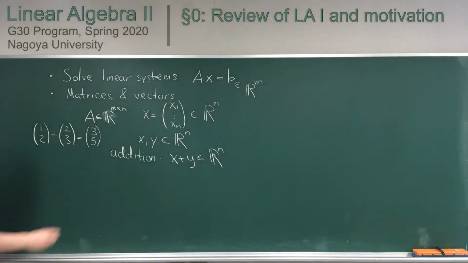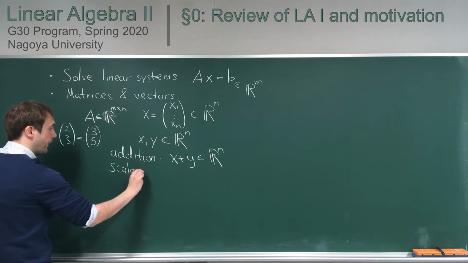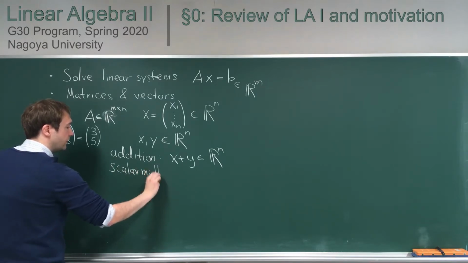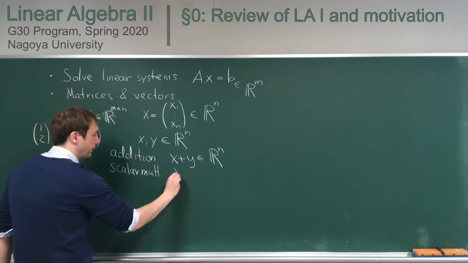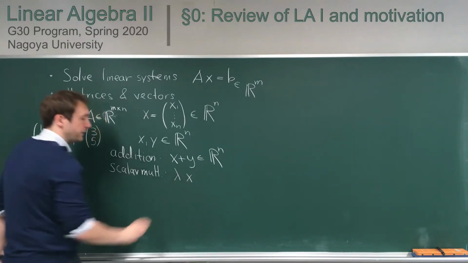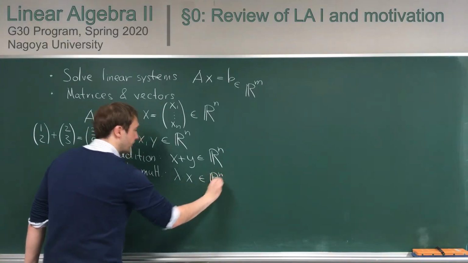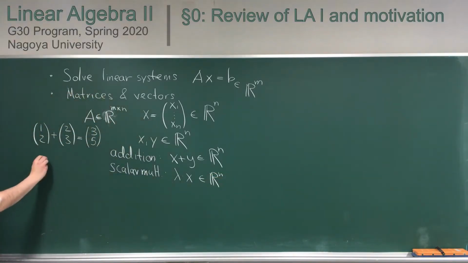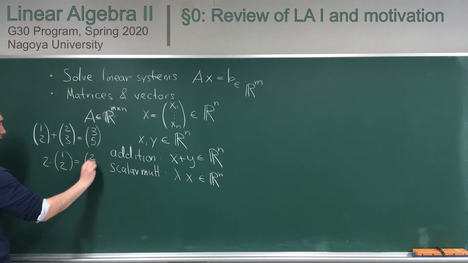And the other operation we had was scalar multiplication. So if we have a real number lambda, we could multiply this with a vector x and again get a vector. So for example, if we take the number 2 and we multiply it with the vector 1, 2, this just meant that each entry we multiply with 2. So this is 2, 4.